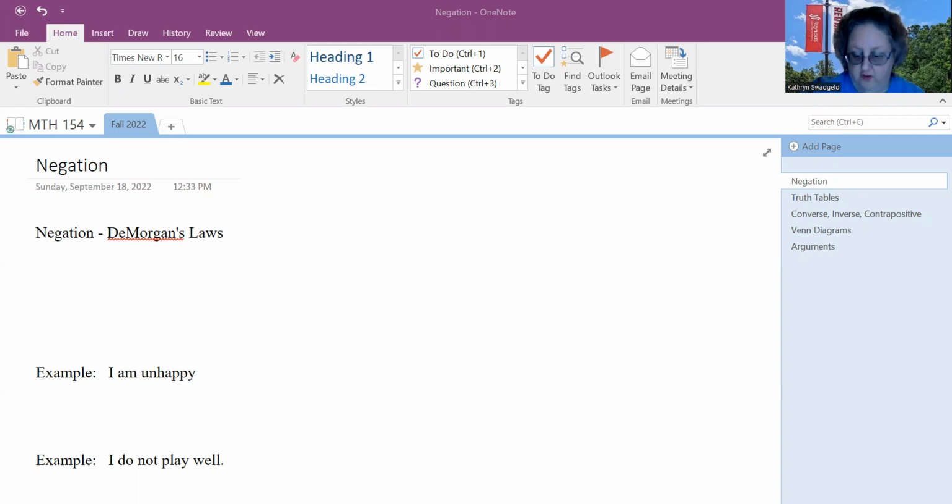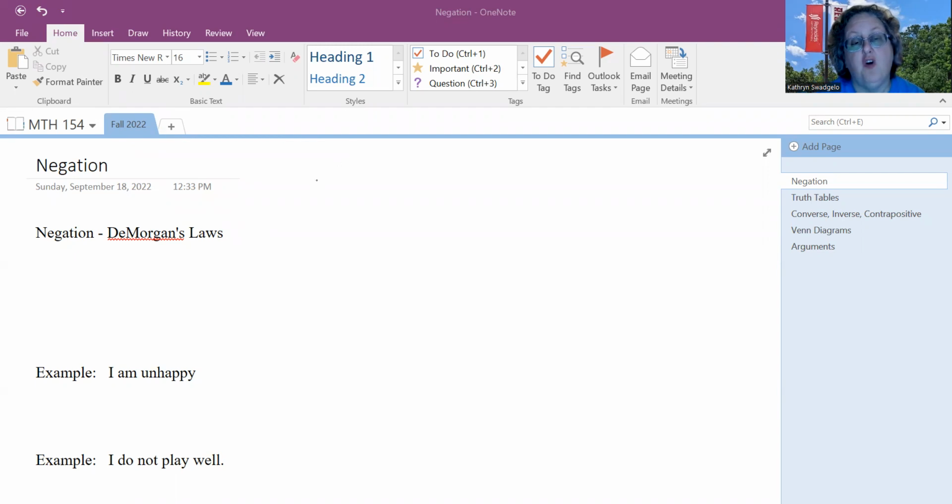Okay, we are going to talk about negation. Another way of saying negation is to say we are going to do the opposite. So negation is the opposite. When we negate ands and ors, they switch to the other one, and that's called DeMorgan's laws.